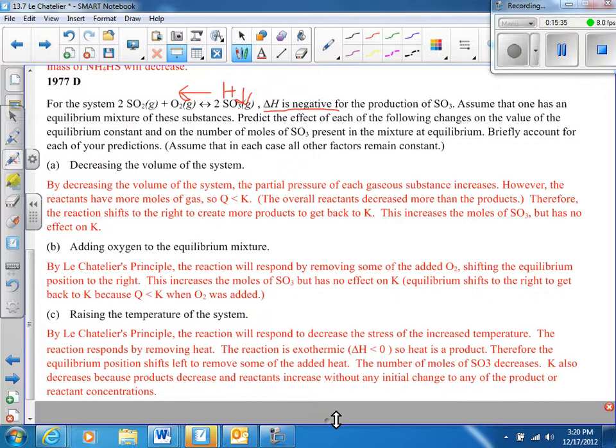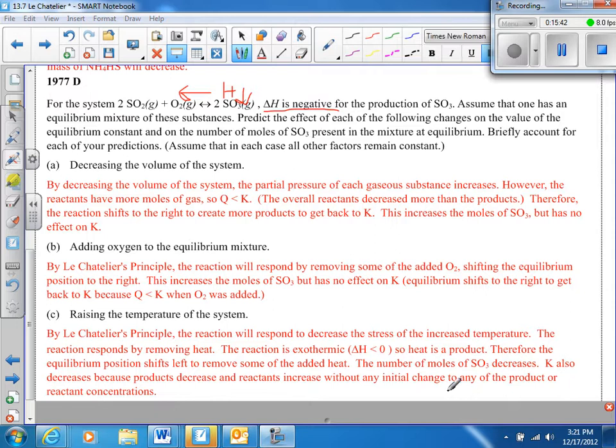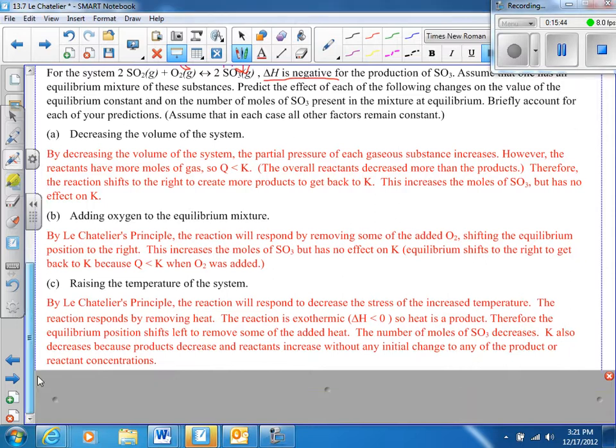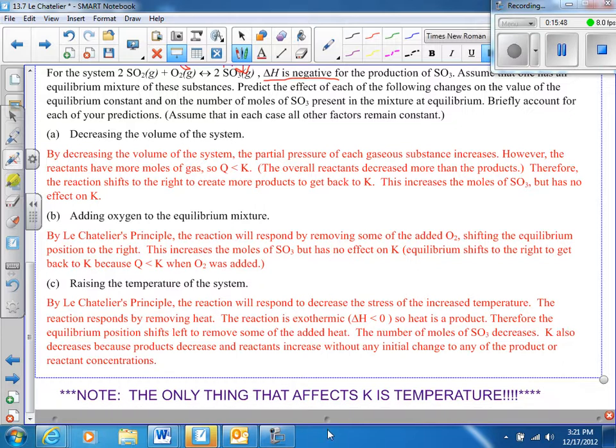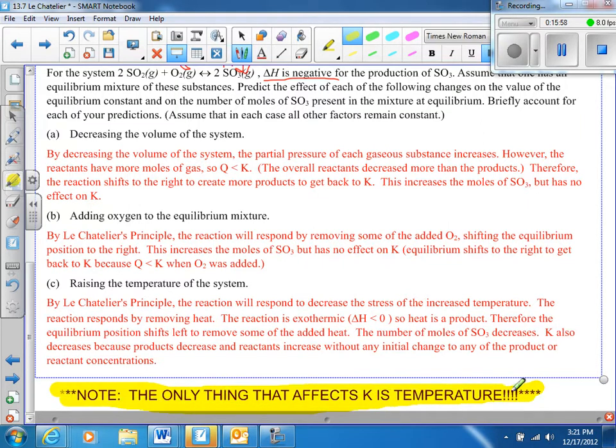And here's all of those words I just said printed out. If you want to read that, you can read that. Big note here, very important. Highlight: the only thing that affects K is temperature. Make sure you make a big note of that. So any other changes have no effect on the equilibrium constant K.